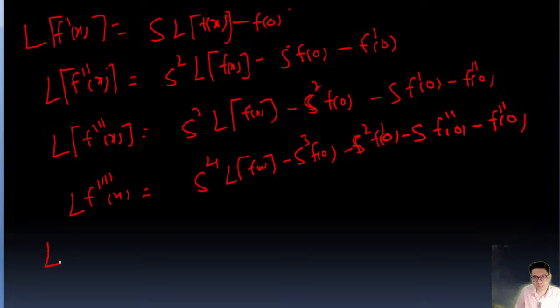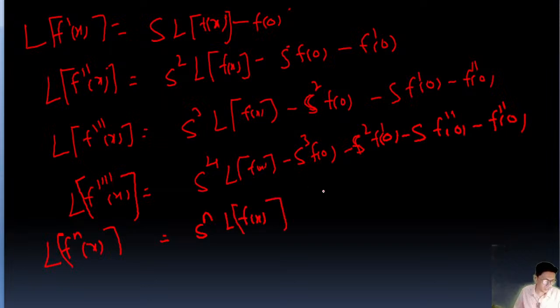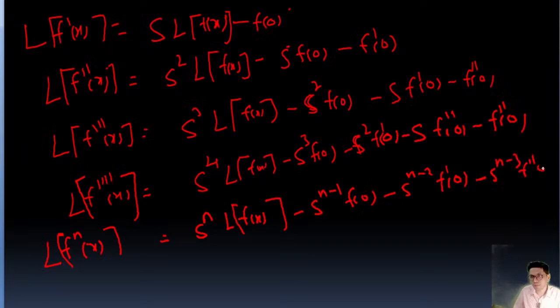So similarly, the Laplace transform of f n x is going to be s to the power n times the Laplace transform of f(x) minus s to the power n minus 1 f(0), minus s to the power n minus 2 f dash 0, minus s to the power n minus 3 f double dash 0, plus so on. These are very important formulas, guys. So the Laplace transform of f n x is s to the power n times the Laplace transform of f(x), then minus s to the power n minus 1 f(0), then f dash 0, f double dash 0, and so on. Okay, so now I will solve one question.